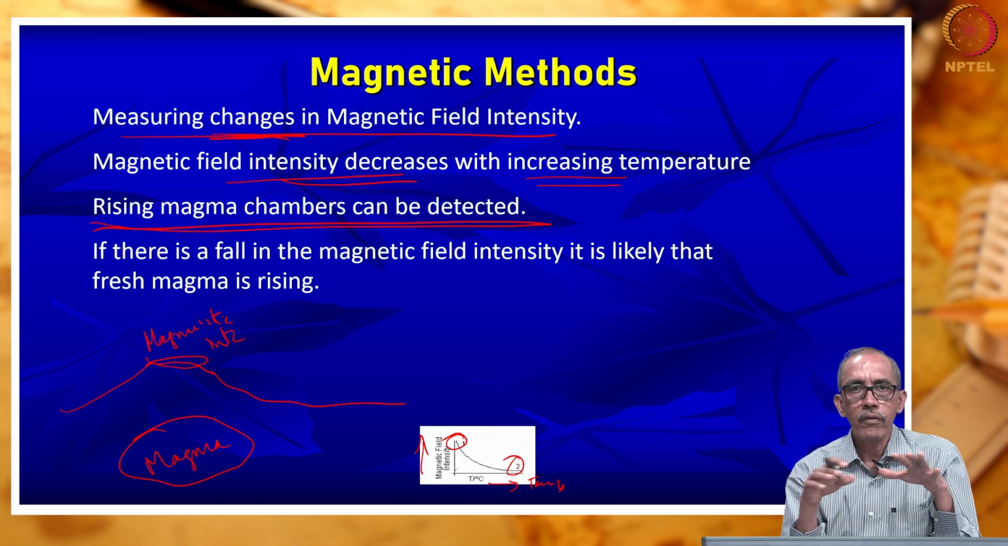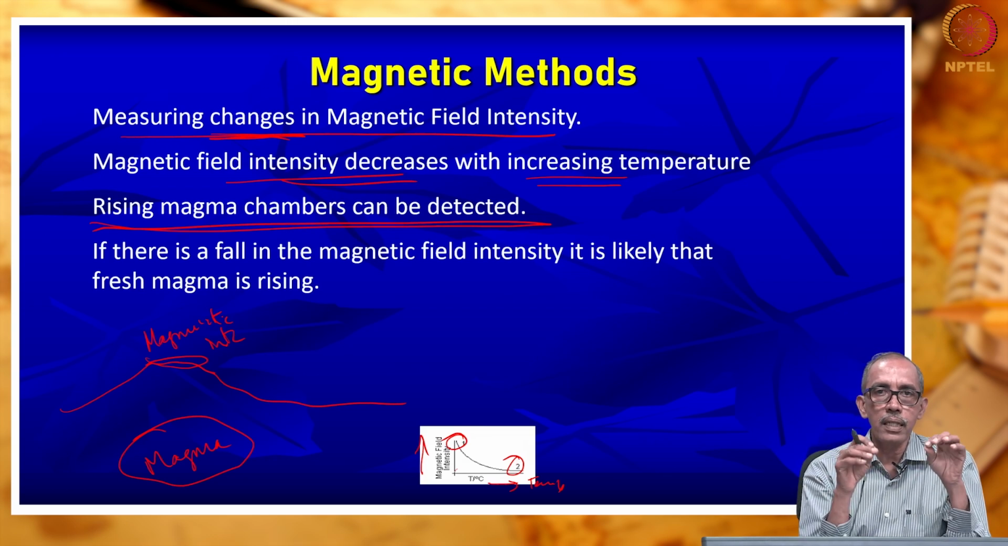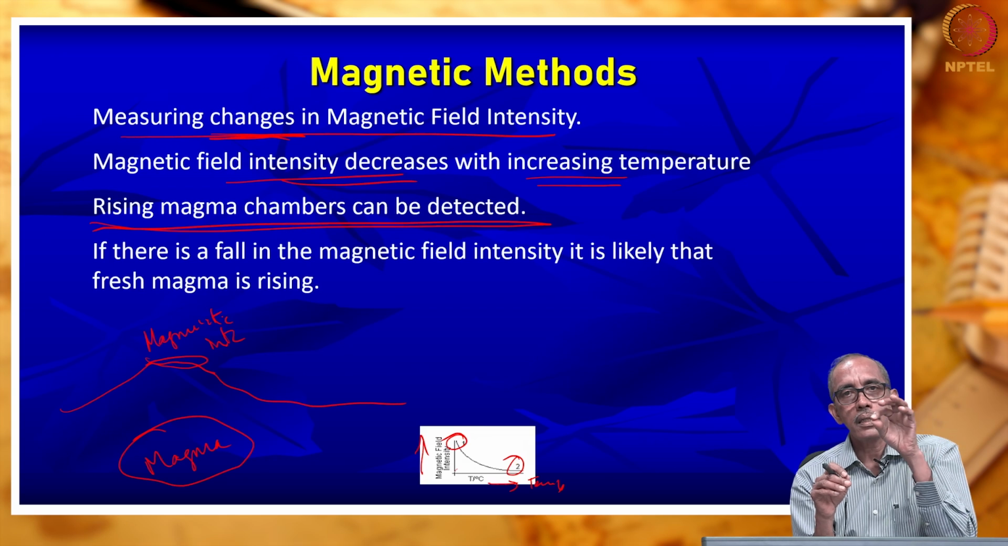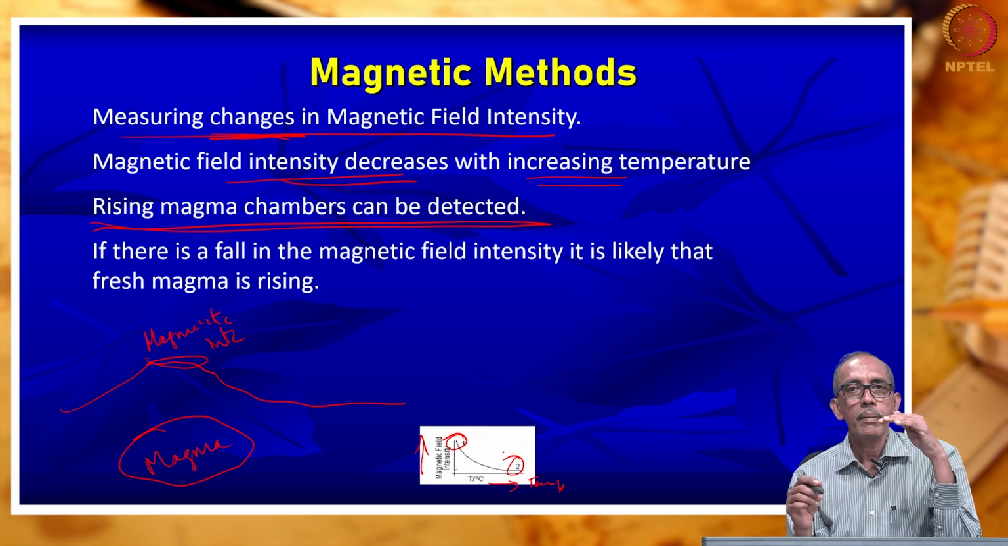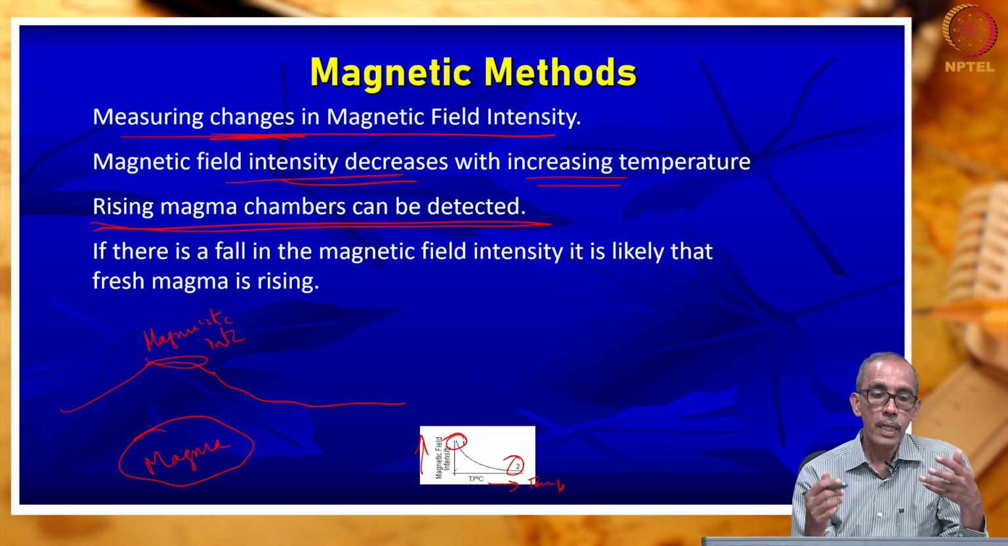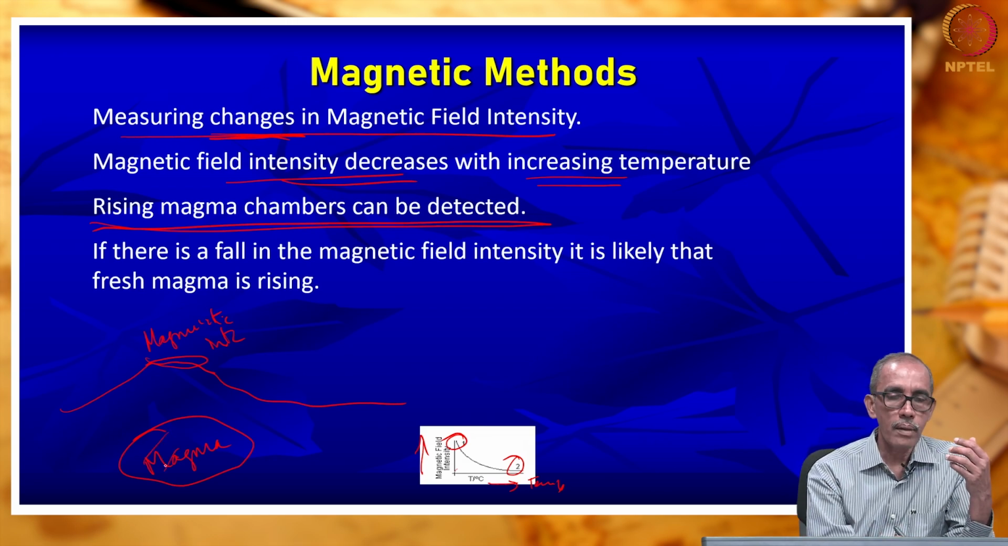That means we have not moved. Our measurement station is the same. What we are doing? We are continuously measuring the magnetic field intensity at different times. But now the magnetic field intensity has reduced tremendously. What is the inference? Probably it is indicating the rocks here are melting.